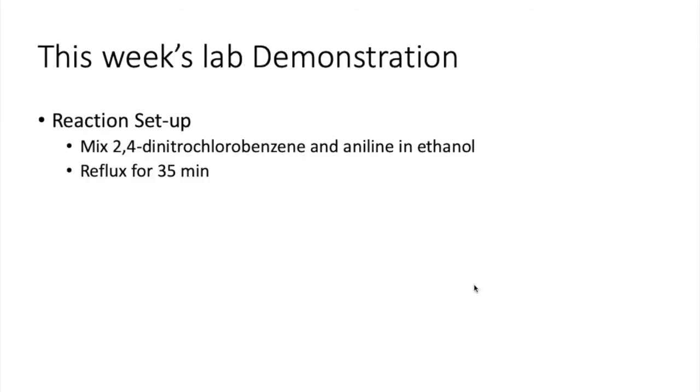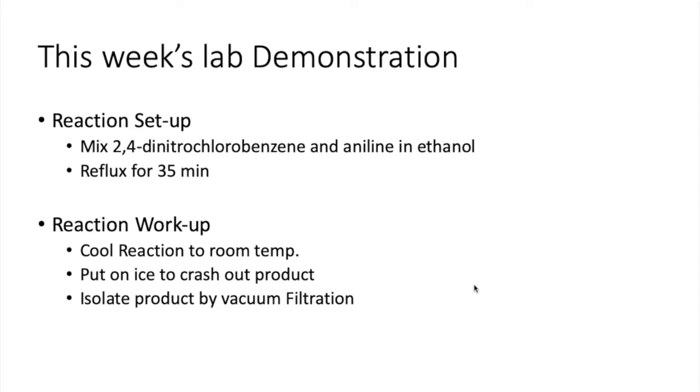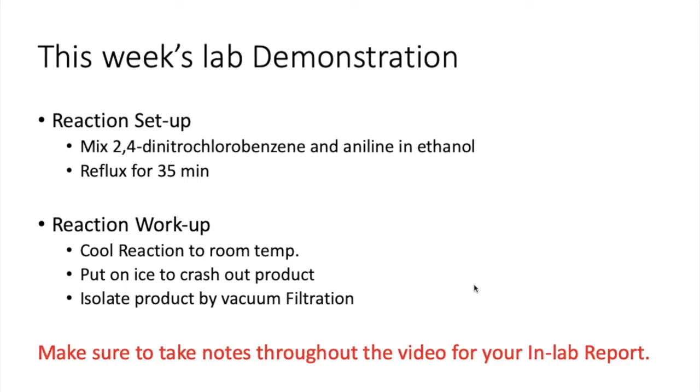The reaction setup for this week's experiment is pretty straightforward. We're just going to mix the 2 starting materials in ethanol and then reflux for 35 minutes. And then for the reaction workup, we're just going to cool it back down to room temperature and crash out any product by putting it on ice. And then to isolate the product, all we're going to do is use a vacuum filtration. So make sure to take notes throughout the video, that way you guys can finish your in-lab report.